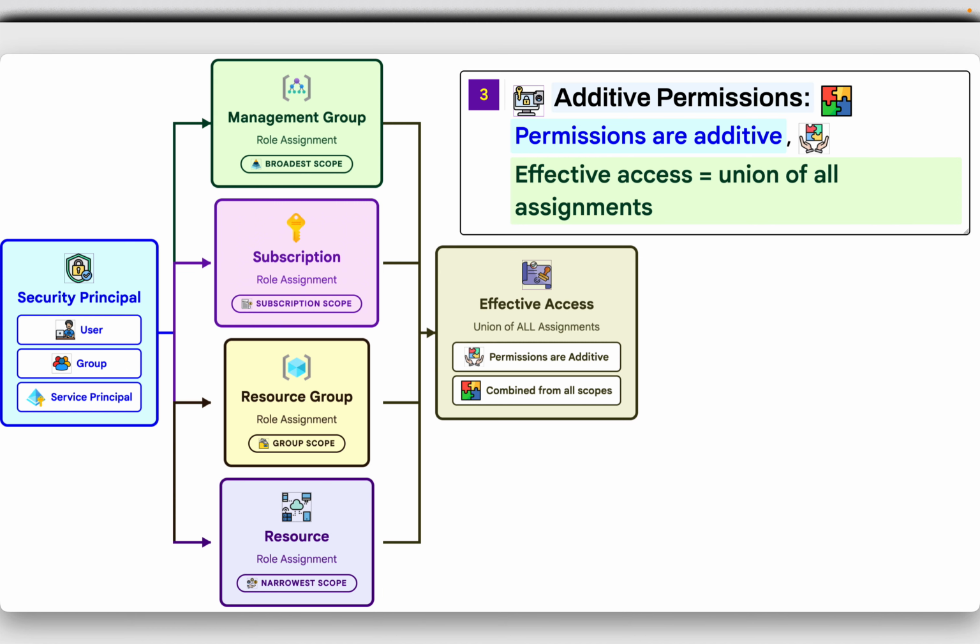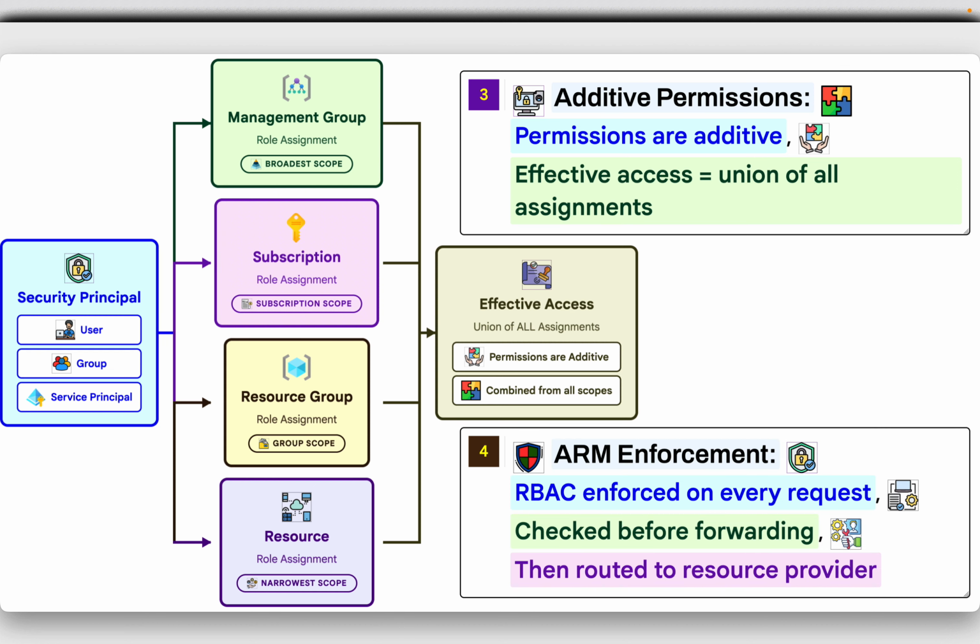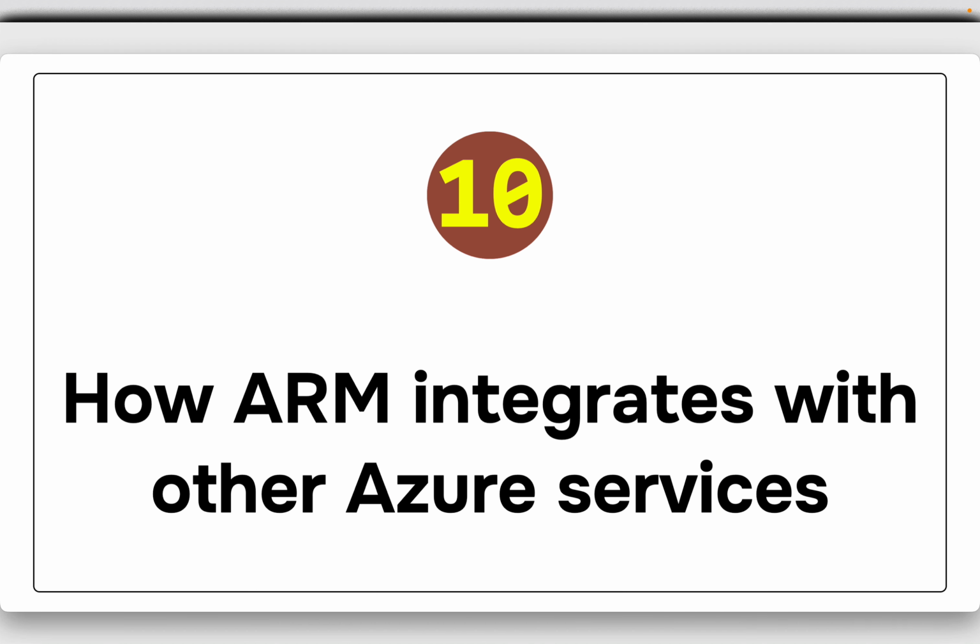Permissions in RBAC are additive. The effective access for a principal equals the union of all role assignments across all scopes. ARM enforces RBAC on every single request. The check happens before forwarding the request to the resource provider.